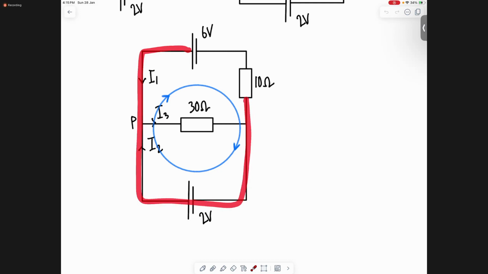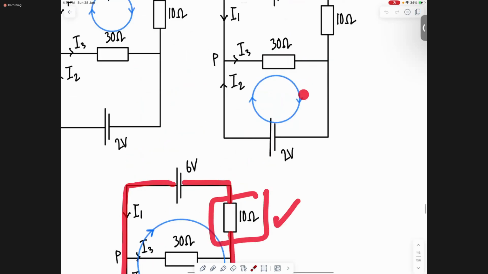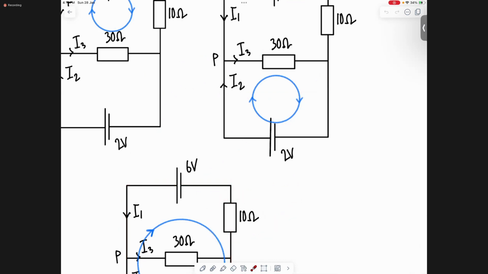So if you use that and you follow this loop, can you tell me what's the only PD here? What's the only potential difference in this circuit? Say I have data for I1, 10. So what can I find from here? I1 as well. So from here you can find I1, from here you can find I2, sorry I3, and then you can find I2.